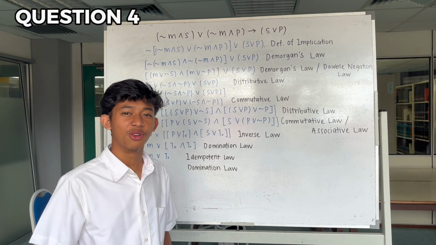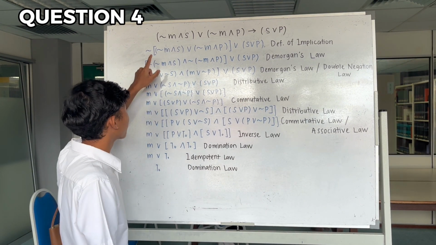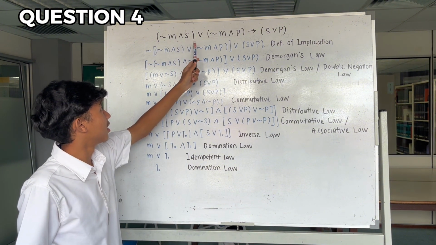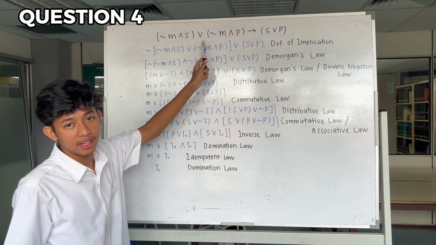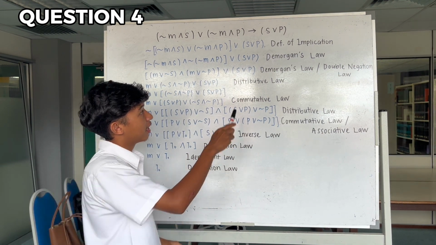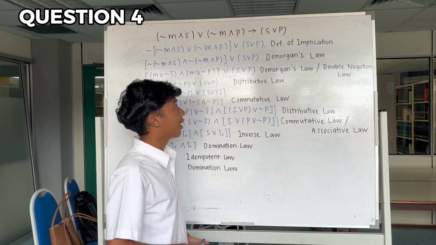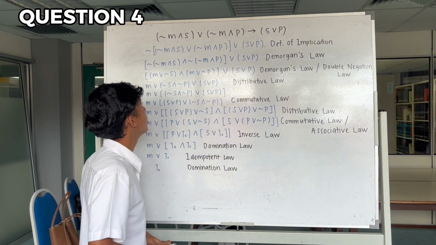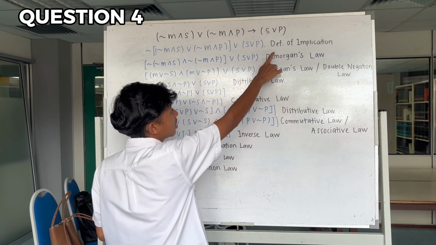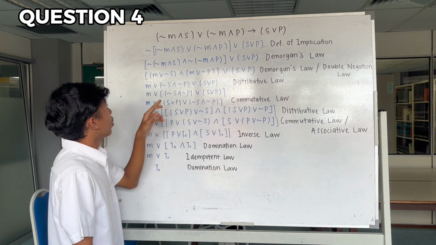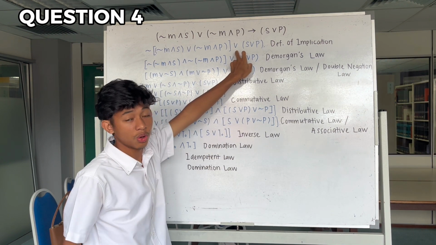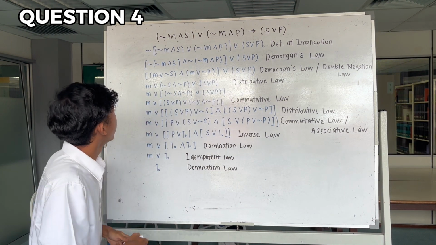Okay, next, for question 4. Question 4 is, open bracket, negate M and S, close bracket, or open bracket, negate M and P, close bracket, implies open bracket S or P. Okay, first, we know this one is implication. So we use the definition of implication, and we negate for this one, and we use or.